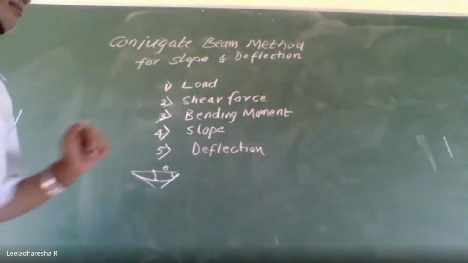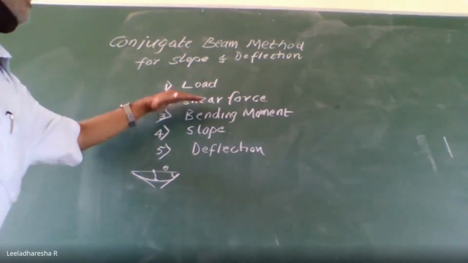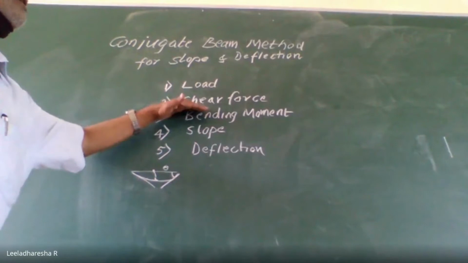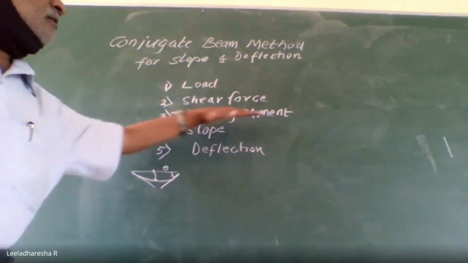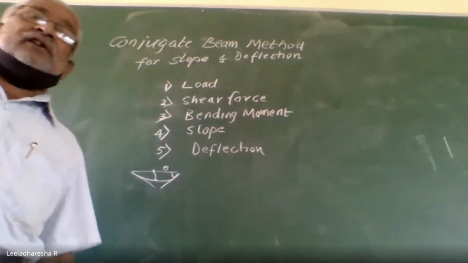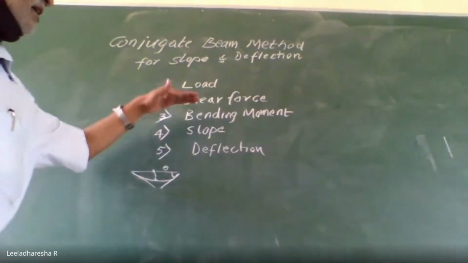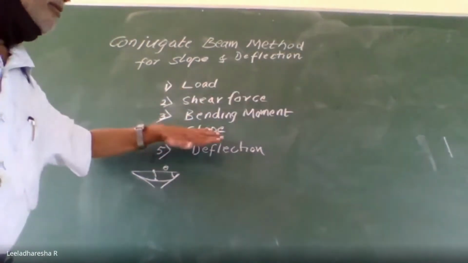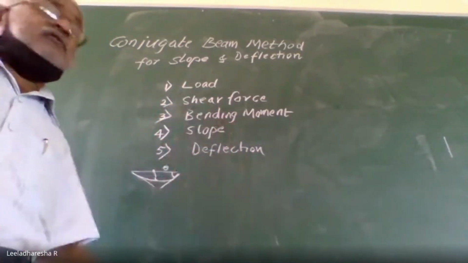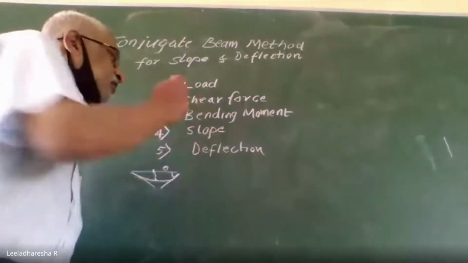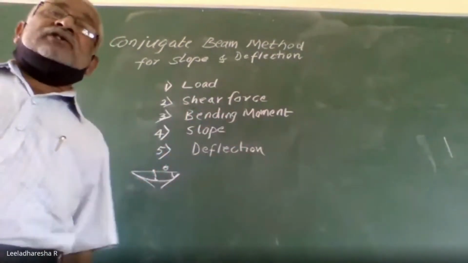So now, see, load has a relation. Rate of change of load is called shear force. Rate of change of shear force is called bending moment. This relation you have already come across in your strength of materials. And again, rate of change of bending moment is slope. Then rate of change of slope is called deflection. They have an exact relation with each other.